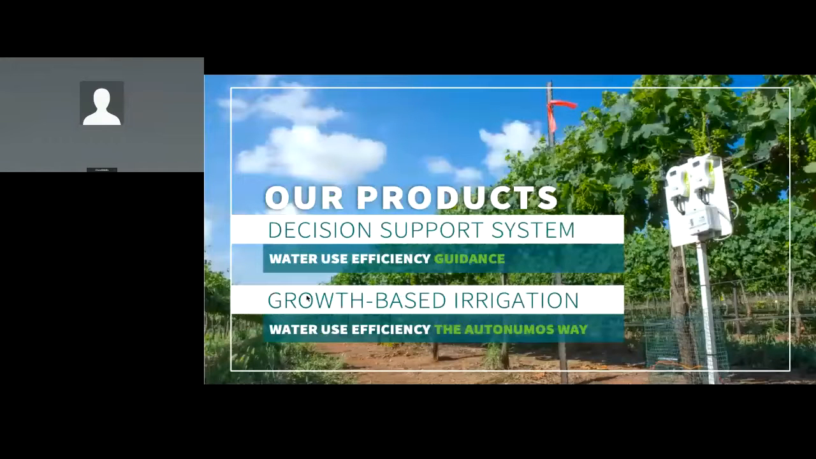The company provides two types of services. One type is a decision support system, where the farmer gets a one-week-in-advance irrigation plan with the timing and quantities, which is updated once a day if there is any need, and the farmer gets notification when he needs to change his regime. And also the autonomous technology, growth-based irrigation, where practically it irrigates according to the plant demand, and also provides more in-depth information in real time. Next.